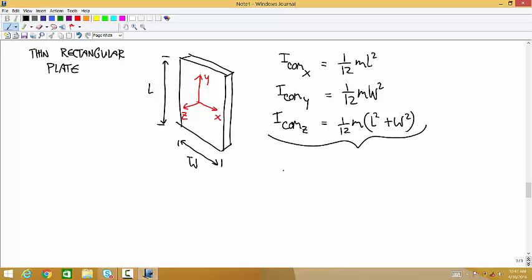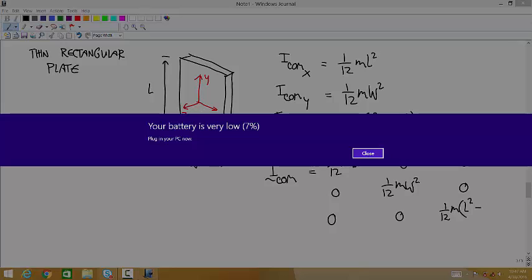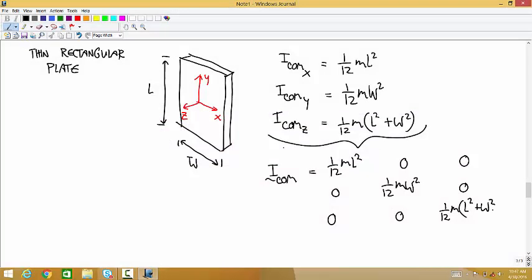And all these together give you that the mass moment of inertia matrix is equal to 1/12 ml squared, 0, 0. Then 0, 1/12 mw squared, 0. And then 0, 0, 1/12 m times the quantity L squared plus W squared.